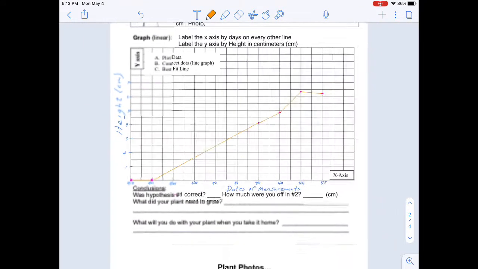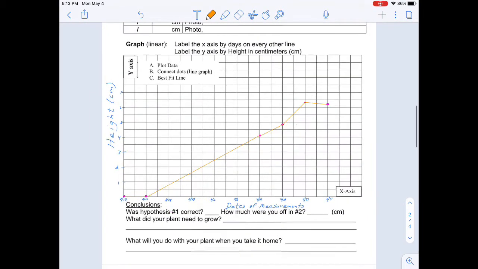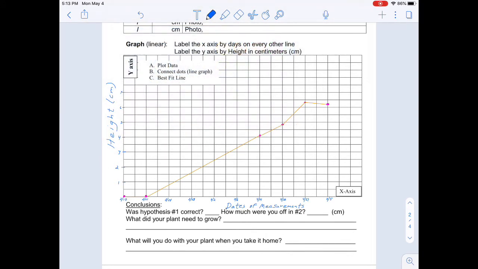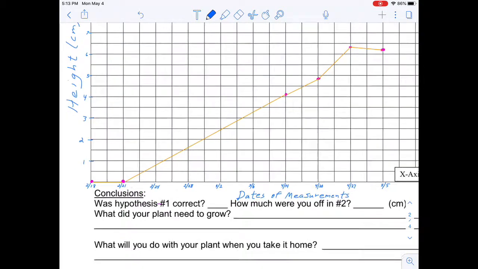So there we have our graph made. It also asks us to make a best fit line. You may or may not remember making the best fit line, but we made one of these when we did the bounce experiment. So to make this best fit line, I'm going to choose another color. We'll go with blue here. And the best fit line will always start at our 0 point.